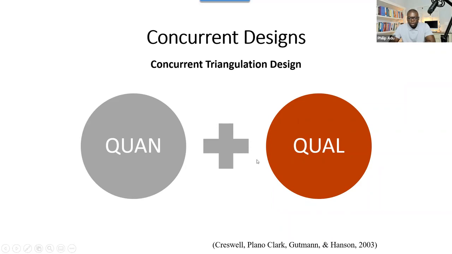You normally use this one if you plan to look at an issue from two different methodological points of view. Let's say you are studying a specific phenomenon. You want to see what are the findings based on the quantitative approach? What are the findings based on the qualitative approach? What are the commonalities across these two findings? And that's what you're looking at.